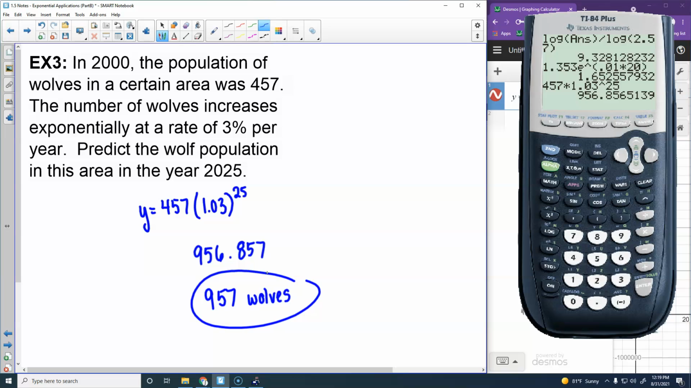So tomorrow you've got 2 things that'll be on the quiz. It's going to be domain, range, all of that stuff, and then you've got the exponential stuff that'll be on there.